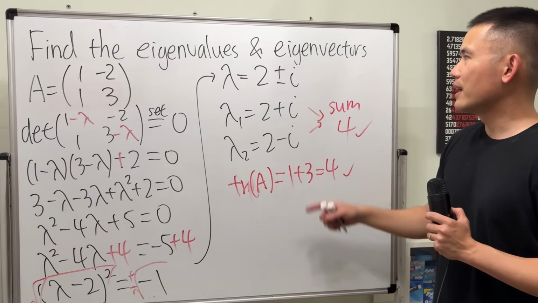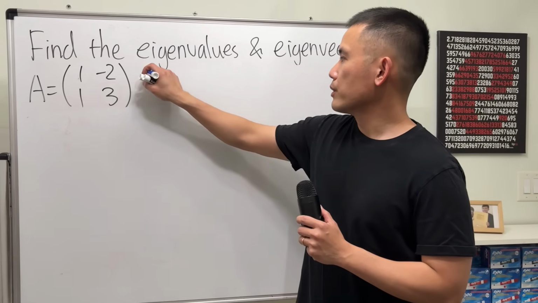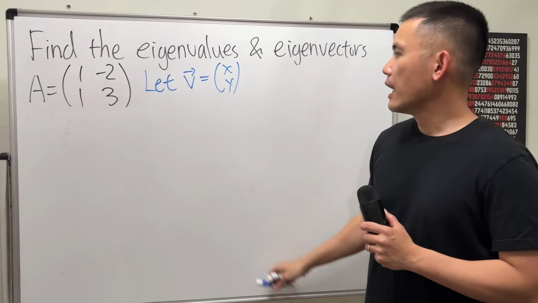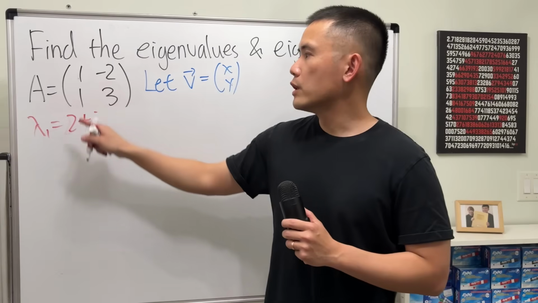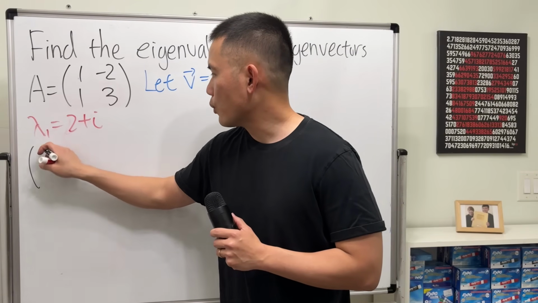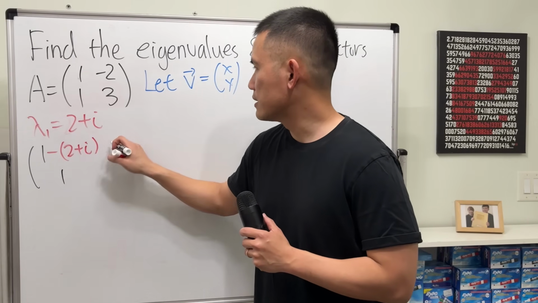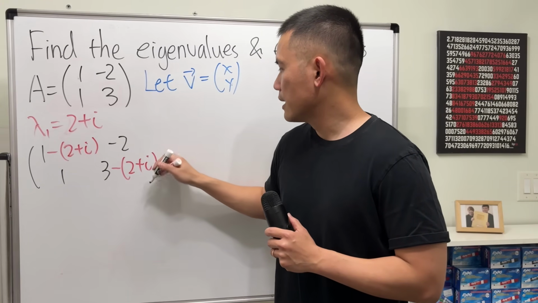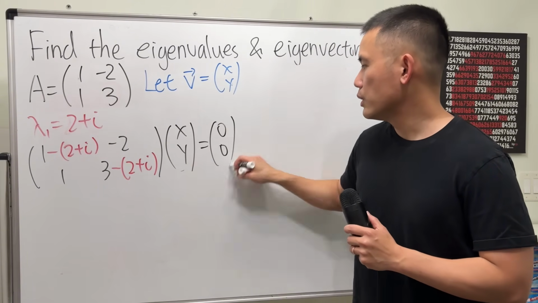Now, let's see how we find the corresponding eigenvectors. Here we go. First, I'm going to let our v equal x, y. And then we will start with the first lambda, which is 2 plus i. We go to the diagonal and subtract lambda from these entries. So we are looking at 1 minus, put parentheses around it, 2 plus i. And then the rest stays the same. For this diagonal, 3 minus 2 plus i. And then we multiply that with x, y, and we want this equal 0.